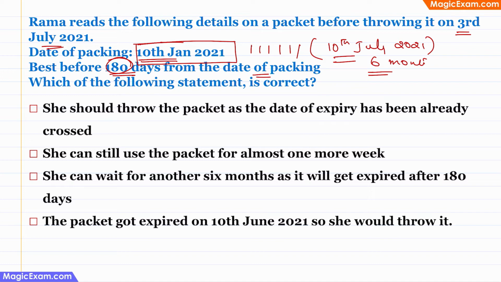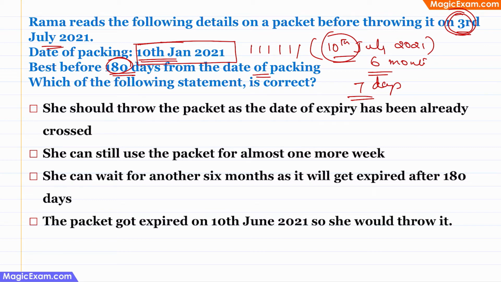Now, she threw the pack on 3rd of July 2021, which means that she threw it before the expiry date, because the expiry date would be around the 10th of July. So she threw it on 3rd of July, which means that she threw it at least 7 days before the expiry date. So she still would have had 7 days to use the packet. So now let us read the statements.